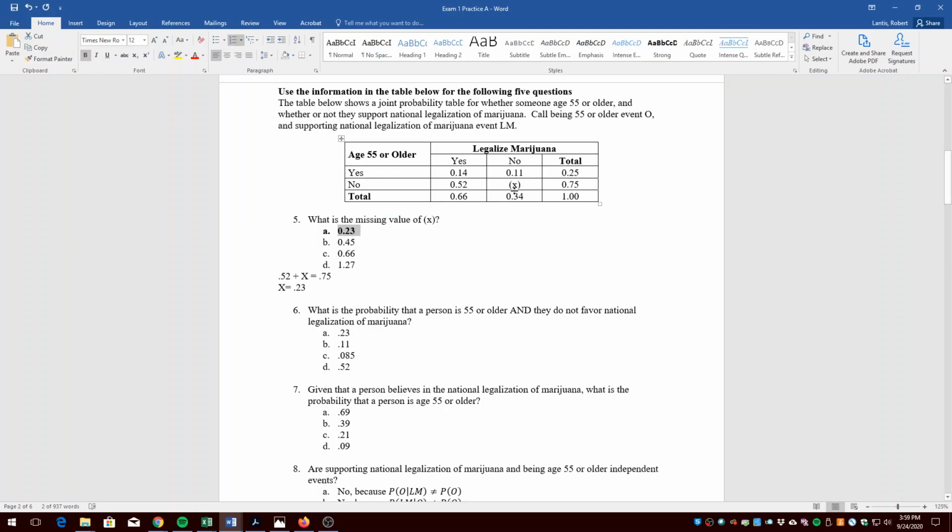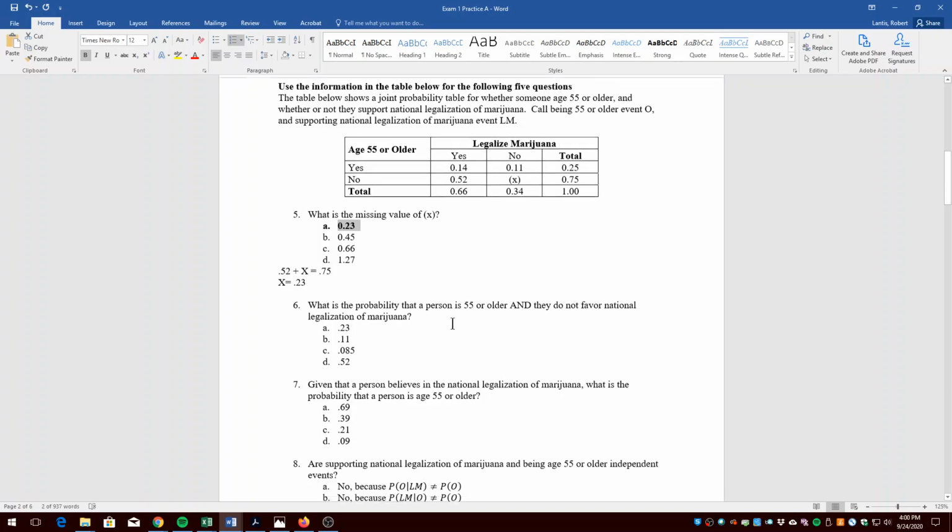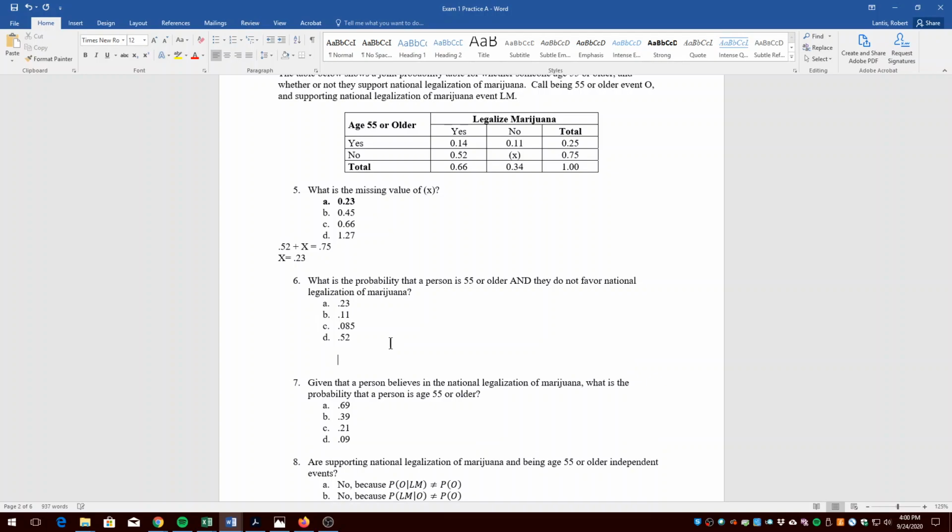I could have also added down the columns. Notice 0.11 plus 0.23 also gets me 0.34. So it's also a way I could check to make sure I didn't make a math error: add down the column to find x, add across the row to find x, and hopefully if I do things correctly, I'll find the same value.